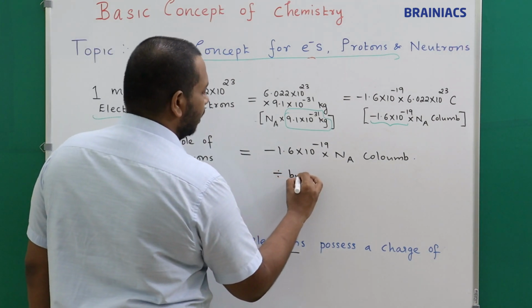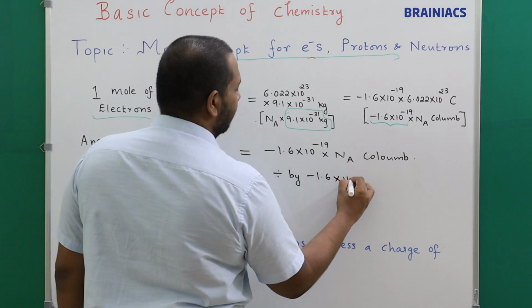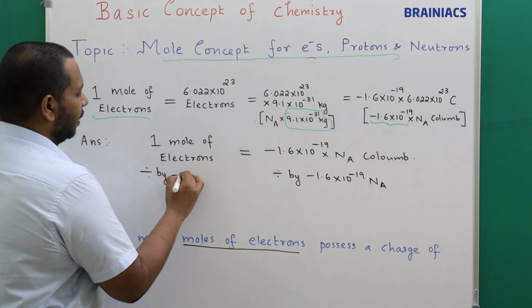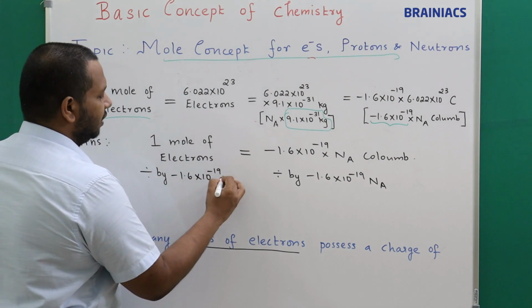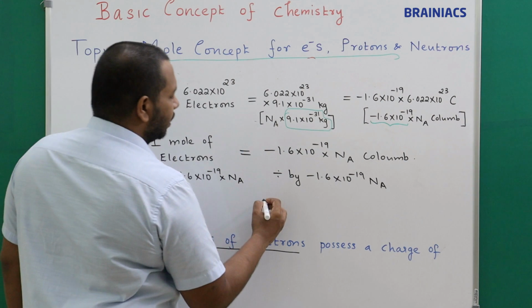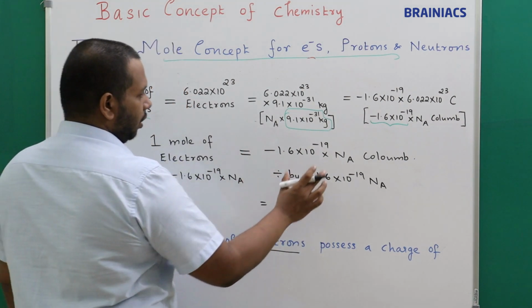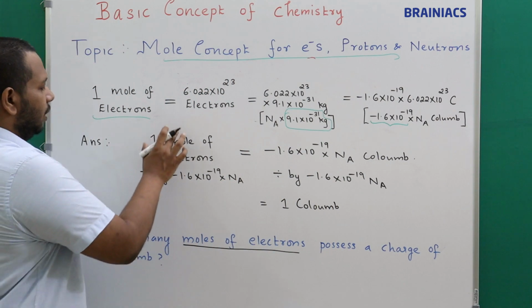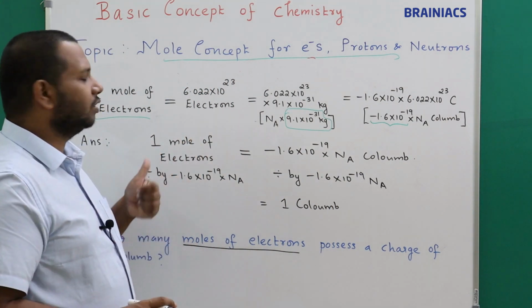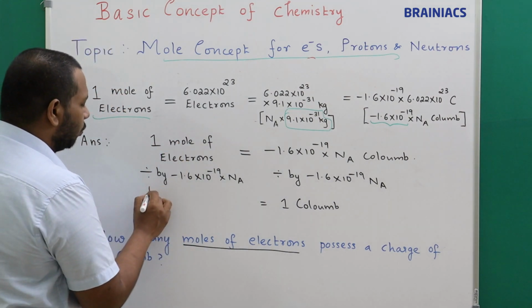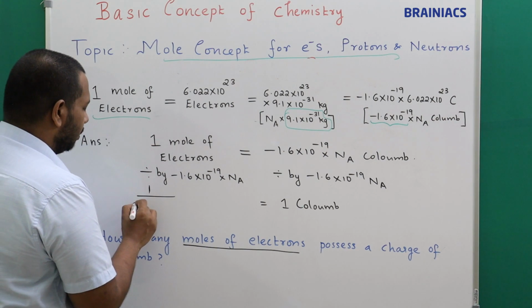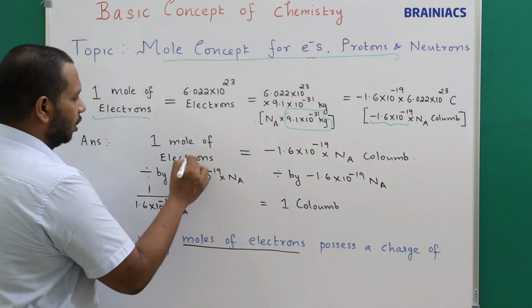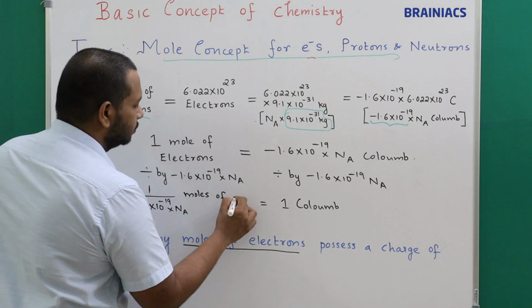That is, dividing by minus 1.6 into 10 power minus 19 Na, and do the same thing on the other side. So this will become 1 coulomb. And this will become what? Since the number of moles of electrons is a number, we can ignore this minus charge. There is no problem in that. So this will become 1 divided by 1.6 into 10 power minus 19 into Na moles of electrons.